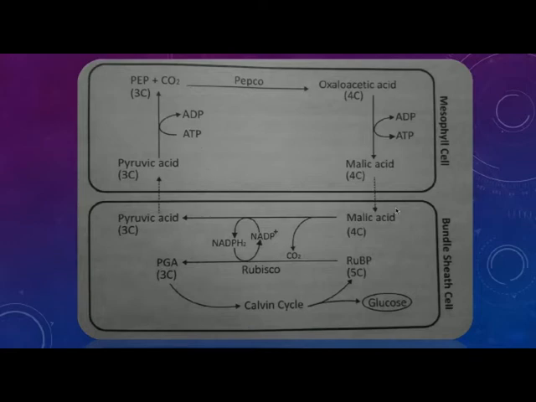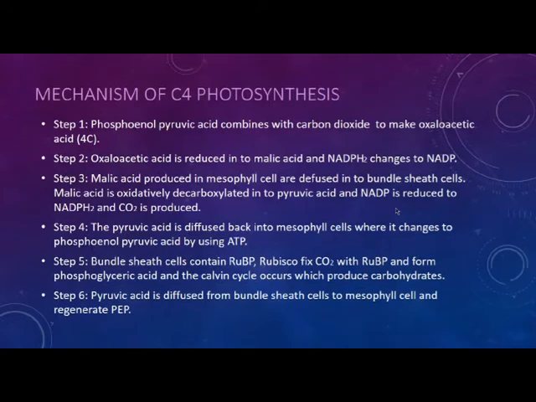Here you can see that oxaloacetic acid is changing into malic acid by using ATP, and here NADPH2 is changing into NADP. Step 3: malic acid produced in the mesophyll cells is diffused into bundle sheath cells. Then malic acid is oxidatively decarboxylated into pyruvic acid, and NADP is reduced to NADPH2 and carbon dioxide is produced.